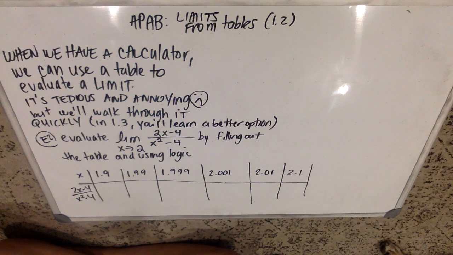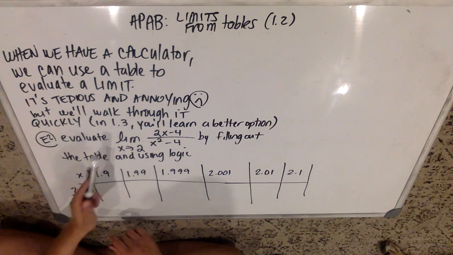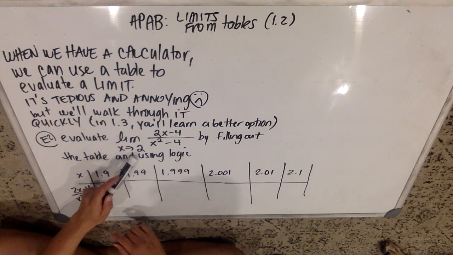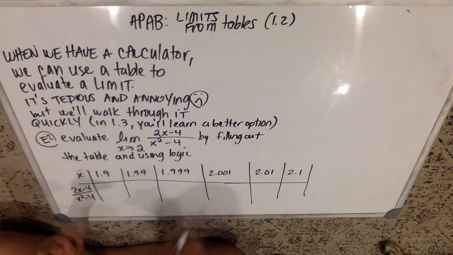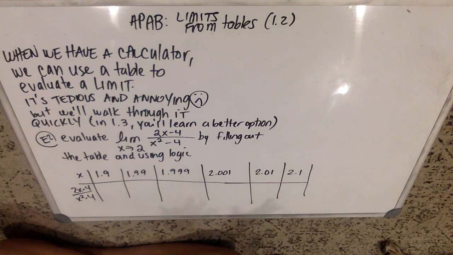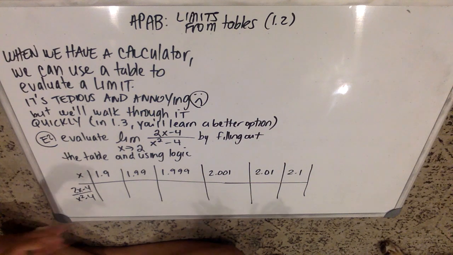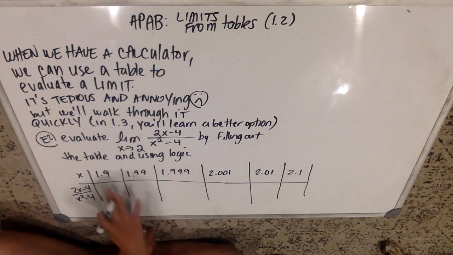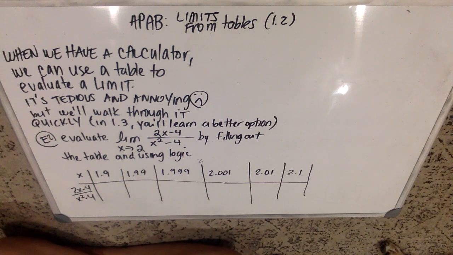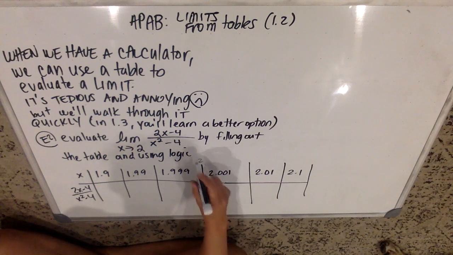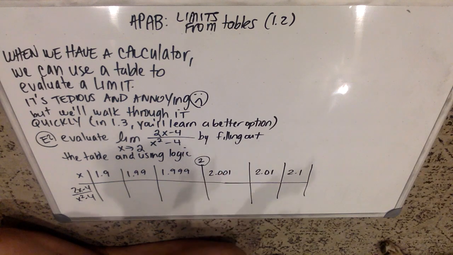Notice that what I'm doing here is evaluating the limit as x approaches 2 by filling out these values. These are the values that would be given to you if the AP asks a question like this. Right here would be 2, and these values are getting closer and closer to 2 progressively.